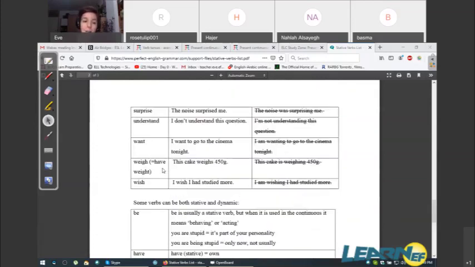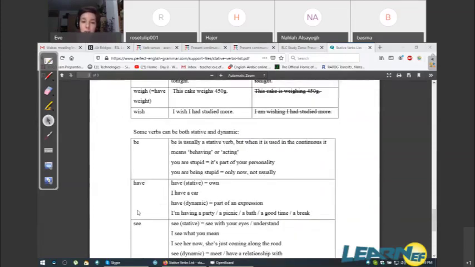Now, there are some verbs that can be both stative and dynamic. You will read about it. For example, be. Be is very complicated in general, in all the forms. Be is usually a stative verb. But when it is used in the continuous, it means behaving or acting. You are stupid. It is part of your personality. You are being stupid only now, not usually. So you're being stupid, like you're behaving in a stupid way. Or you're being an idiot, usually in an offensive way, like you're right now behaving like an idiot.